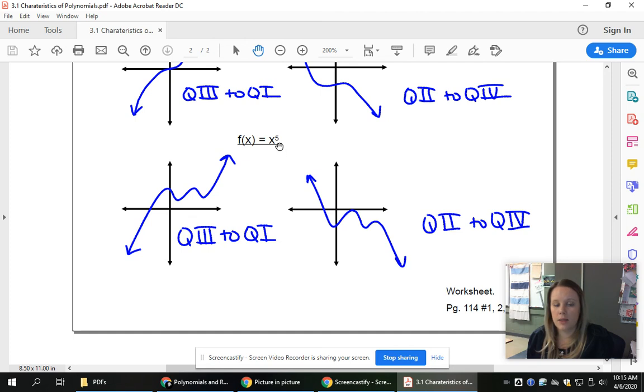If you make these degrees bigger but still odd, you just get more business happening here in the middle. More little loop-de-loops or bumpity bumps or whatever you want to call them in the middle. But they still have that general shape of going quadrant 3 to 1 with a positive leading coefficient or quadrant 2 to 4 with a negative.